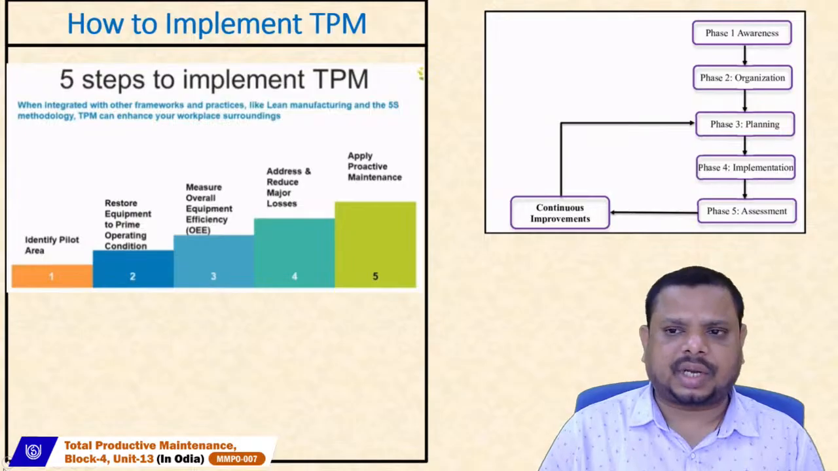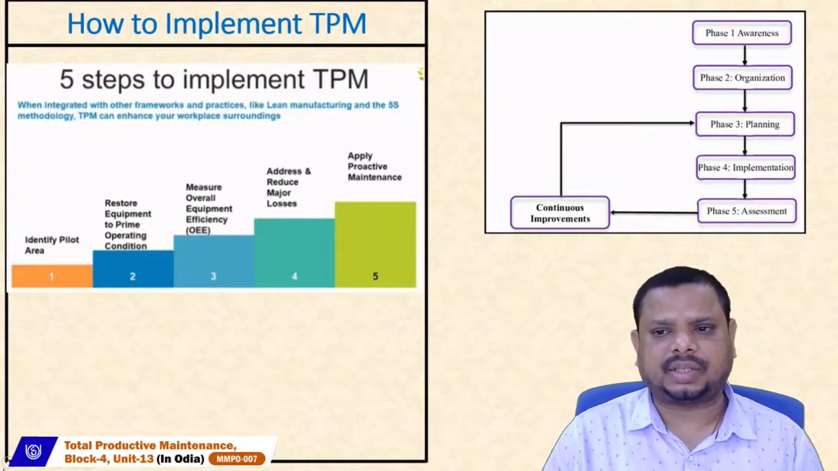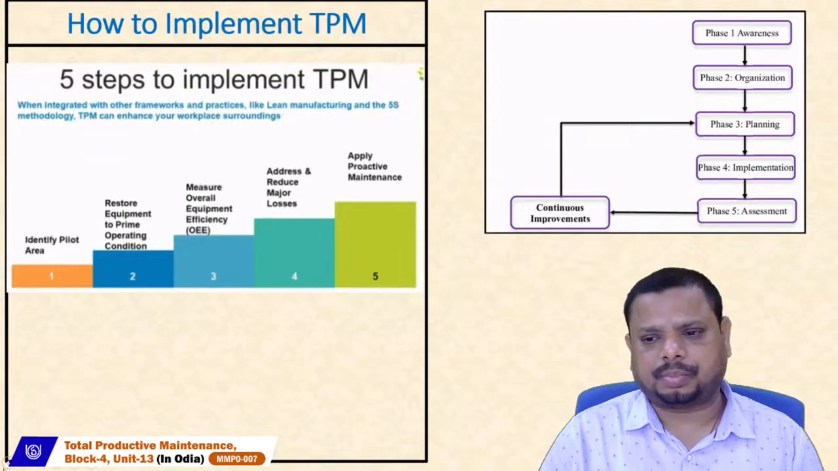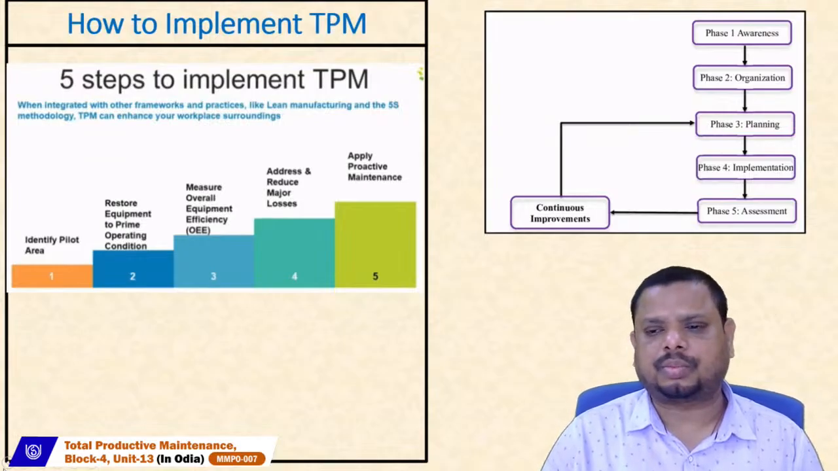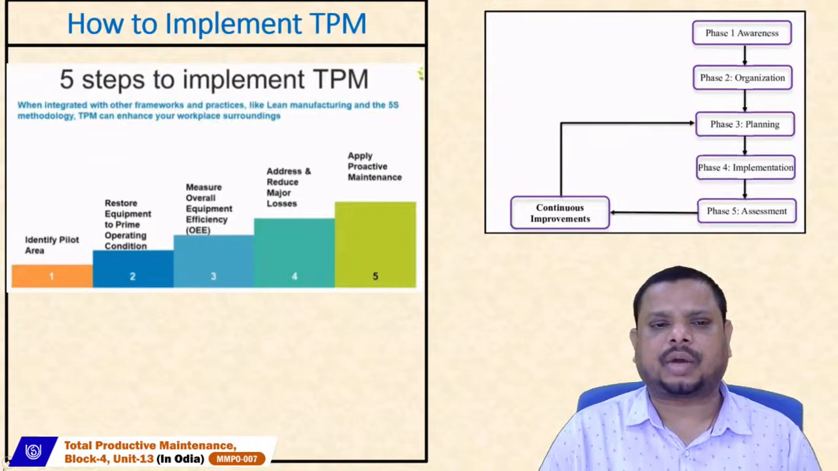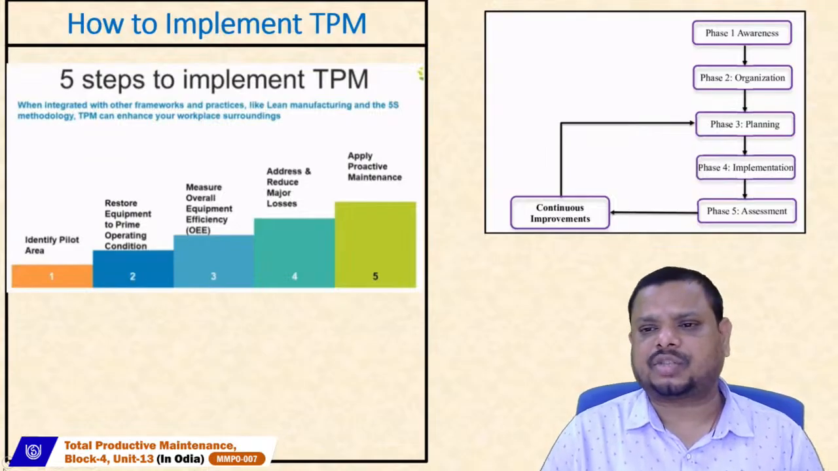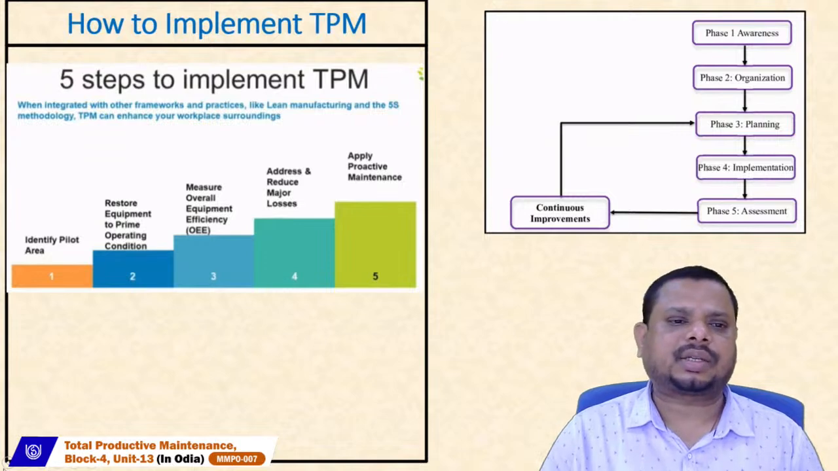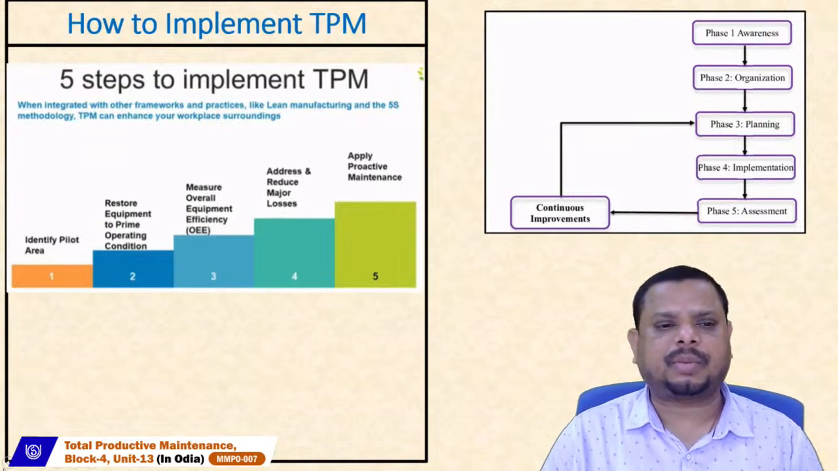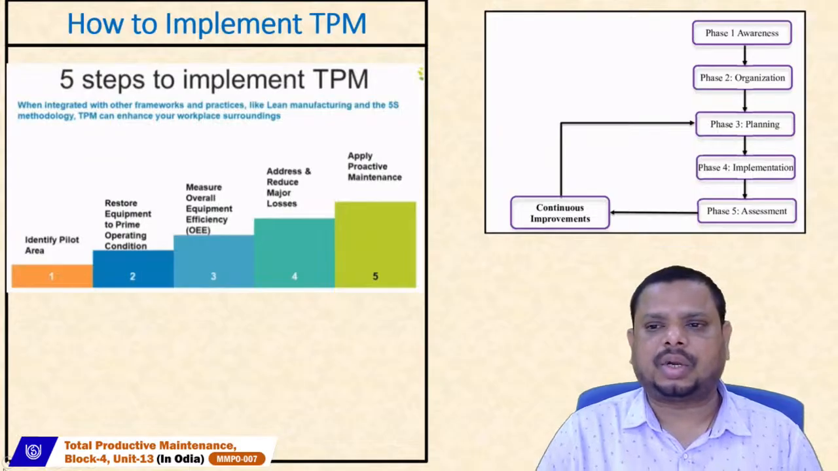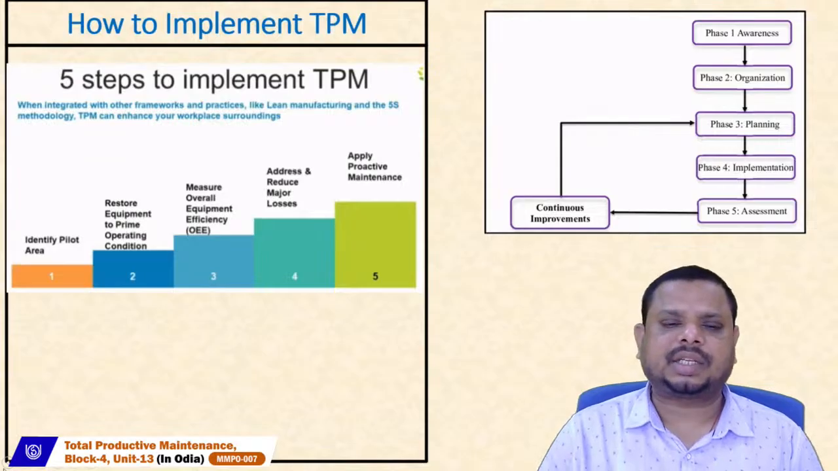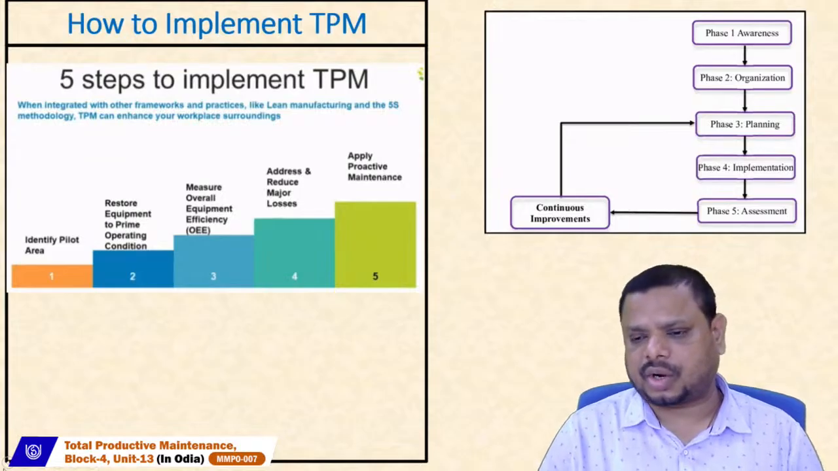And if you go for a broader understanding, the first important phase is known as awareness. By providing education and training, you have to run a large number of awareness programs for different levels of management. The second one is organization structure. So you have to build up a particular team who are responsible for total productive maintenance. After forming the team, you have to go for planning activities with respect to total productive maintenance.